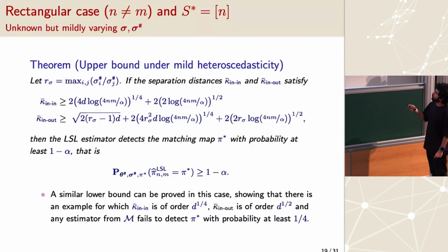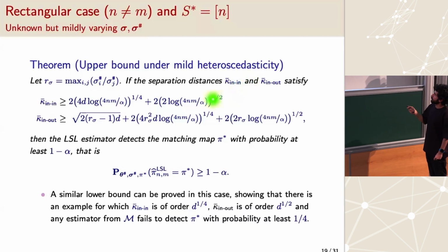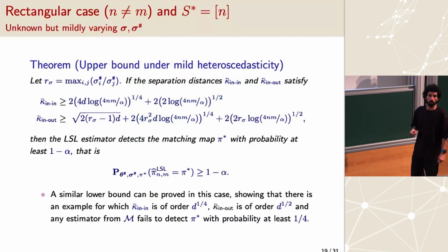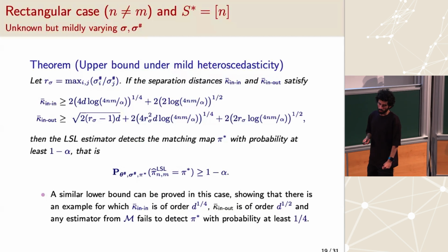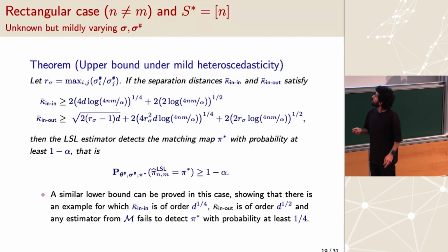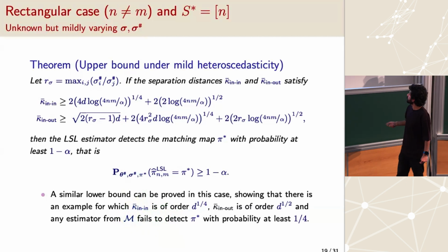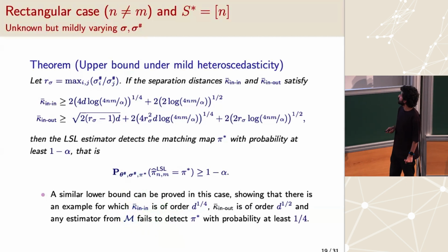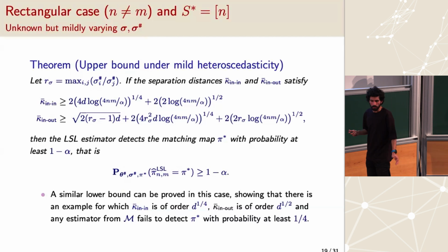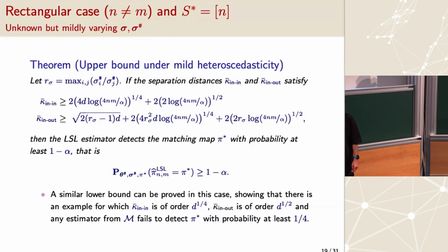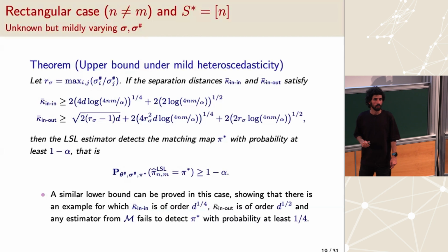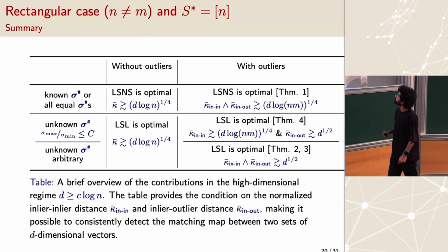And in this case, where we consider the mildly varying variances, a similar lower bound is also true, and we can show that if the inlier distance is of order d to the power 1/4 and the outlier distance is square root of d, then any estimator fails to detect pi star with probability 1/4, say.